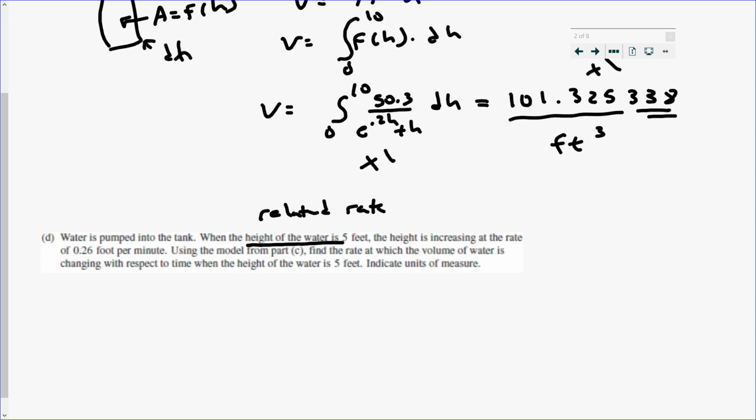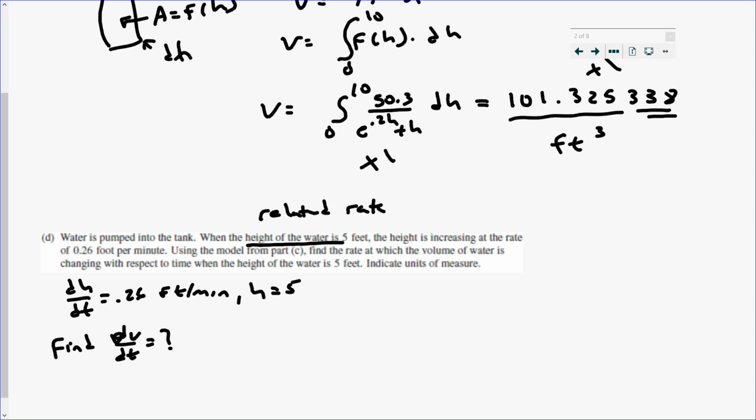The height is increasing at a rate of 0.26 feet per minute. So they're telling me the change in height is 0.26 feet per minute. Using the model from C, find the rate at which the volume of water is changing. So they're asking us to find dV dt when the height of the water is 5 feet. Indicate units of measure. So indicate the correct units.